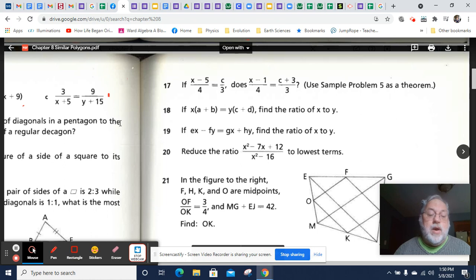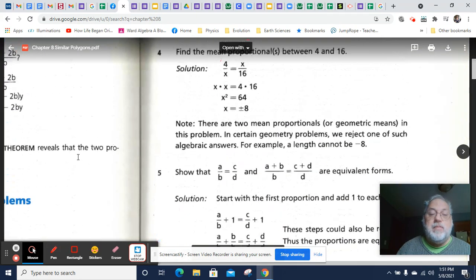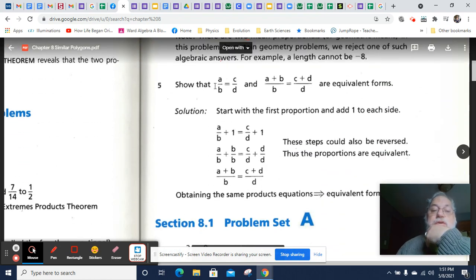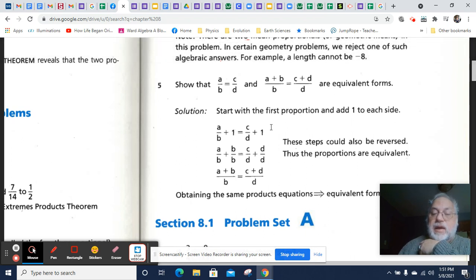So if we go up to sample problem 5 as a theorem, we can actually figure that out fairly nicely. Okay, so let's go up to sample problem 5. Show that A over B is C over D, and A plus B over B is C plus D over D. So if we are adding 1 into this, we're actually going to end up with proportions that are equivalent. So it will work out.